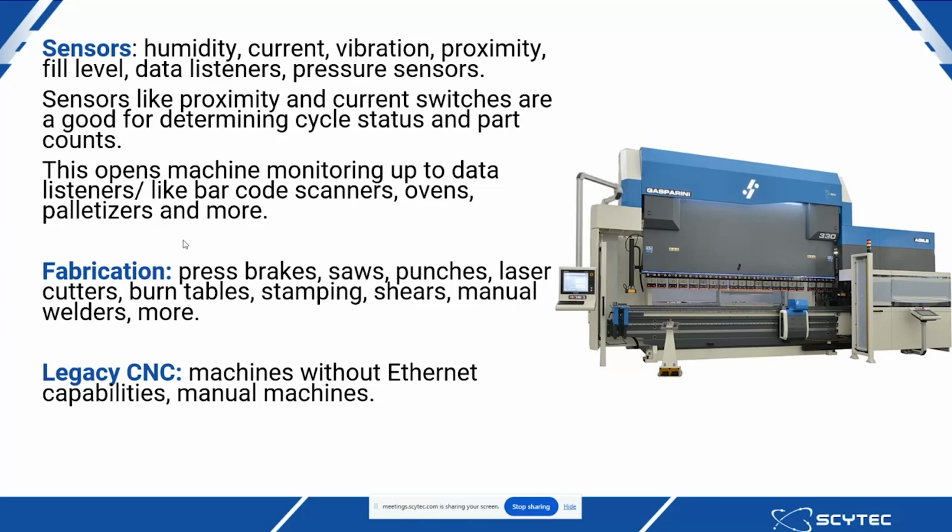Next up, I'd like to discuss the array of different fabrication equipment that can be monitored, which includes press brakes, saws, punches, laser cutters, burn tables, stamping machines, shears, manual welders, and more. And you can see an example of a fabrication piece of equipment over there on the right. And then, as I mentioned earlier, we also have legacy machines without Ethernet capabilities, as well as manual machines that can all be monitored with that status relay controller PLC device that I just showed you.